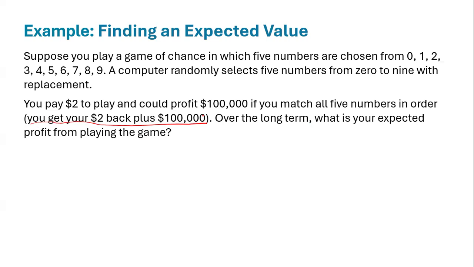Okay, so we need to create a probability distribution. And the probability distribution is a table for the random variable x and the probability for the random variable. When you pay $2 to play the game, you only have two outcomes: you win $100,000 or you win nothing. So the values are negative $2 that you paid if you won nothing, and $100,000 that you won.